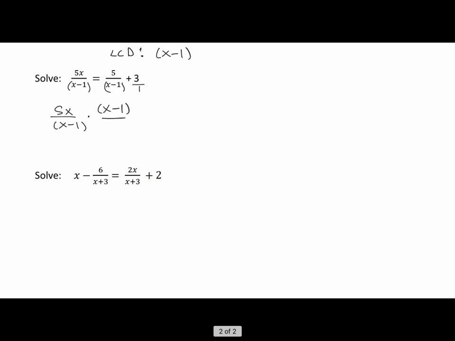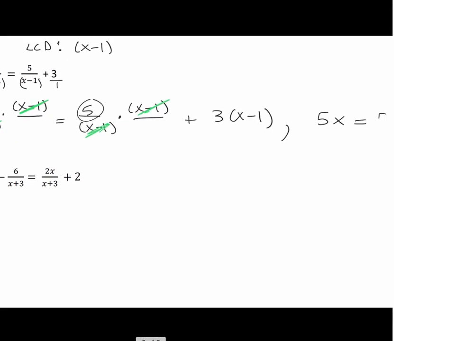So multiply to the first term on the left side and the first term on the right side, and also multiply to that second term on the right side. Now we can do some dividing out of denominators. So cancel those out. That makes the first term 5x on the left side. Let's go to the right side, cancel out the x minus 1. So that leaves just 5 for the first term on the right side.